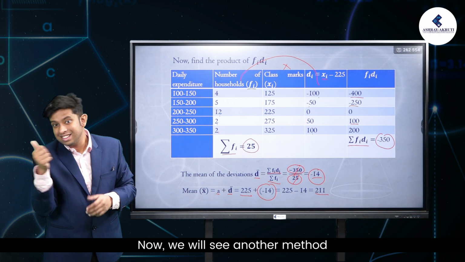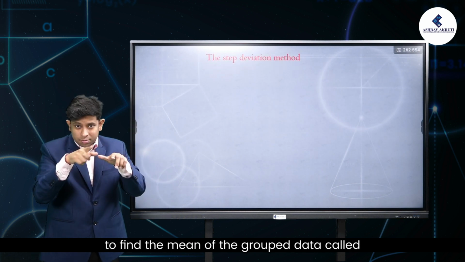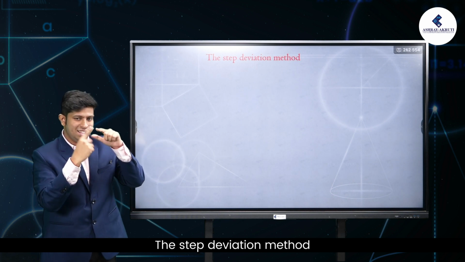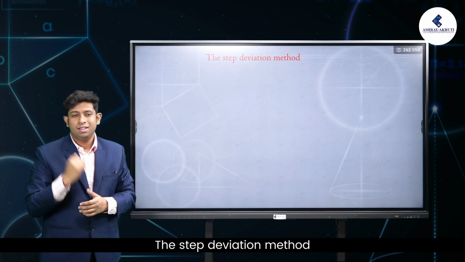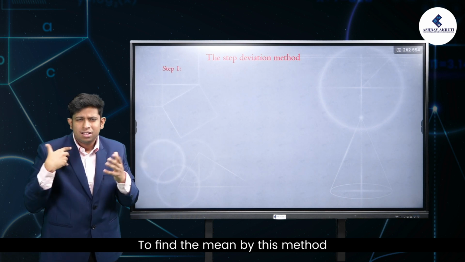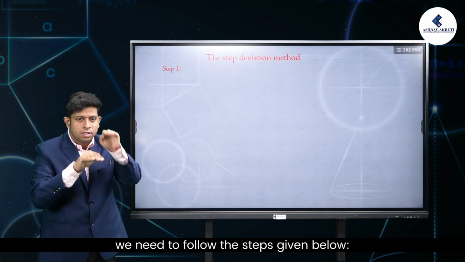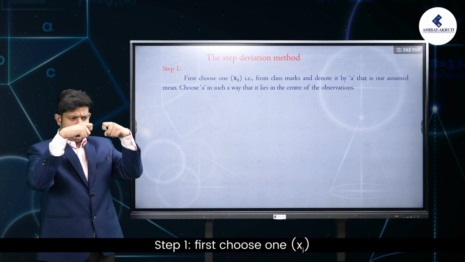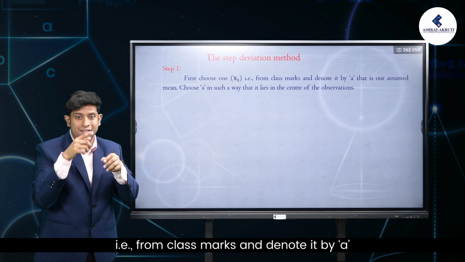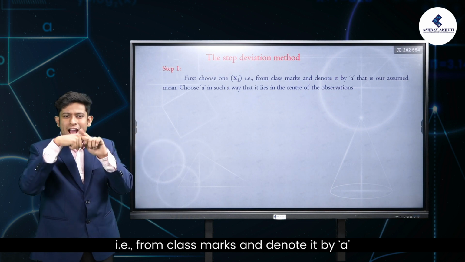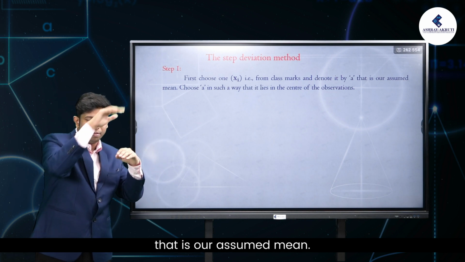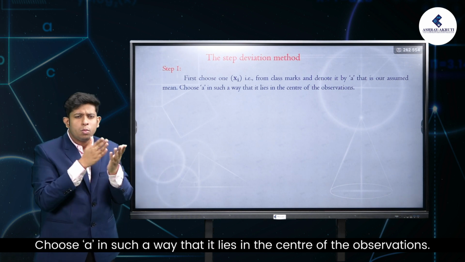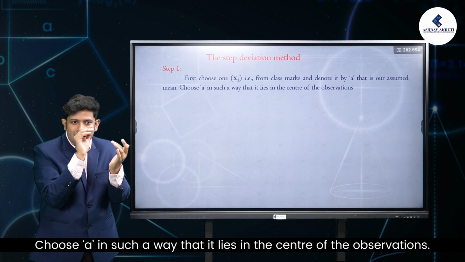Now we will see another method to find the mean of the grouped data called the step deviation method. To find the mean by this method, we need to follow the steps given below. Step 1. First, choose one xi from the class marks and denote it by A, that is our assumed mean. Choose A in such a way that it lies in the center of the observations.